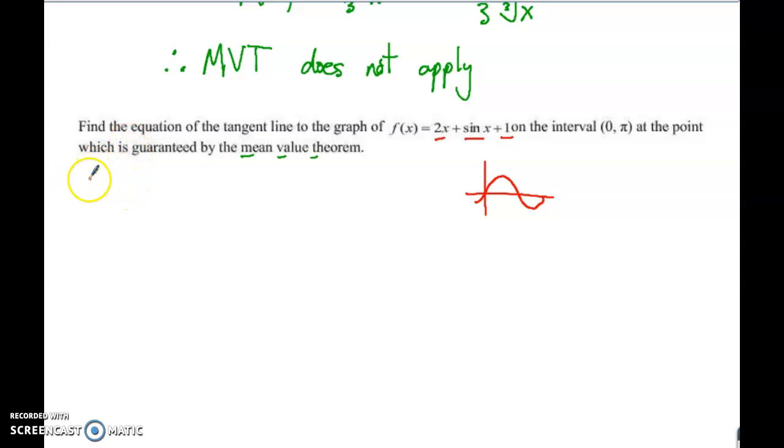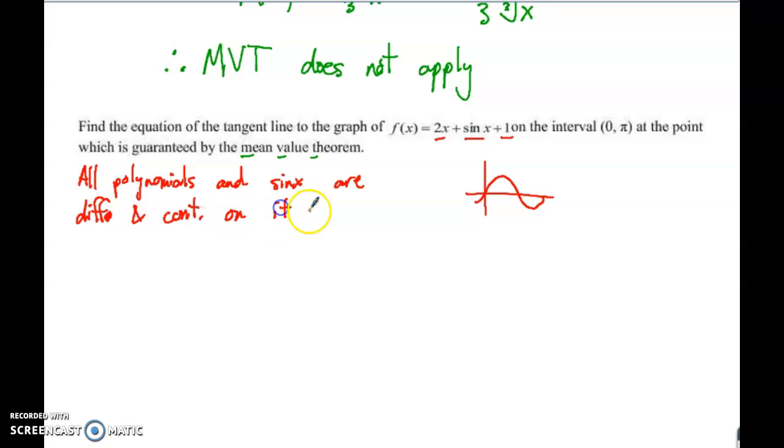So some sort of blanket statement that all polynomials and sine of x are differentiable, I'll just put a dot there, and continuous on its domain, which is the domain of these is all reals. And you could even write that out as you get into college math. We typically write that symbol for all reals. So we're good to move on.